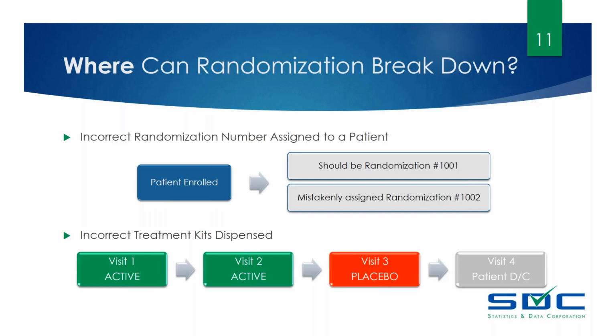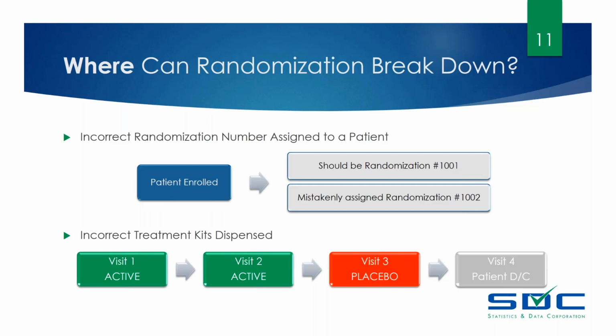Often this mistake is not discovered until the next patient is enrolled into the study. The site staff assigns the second patient randomization number 1002, but when they enter the clinical supplies room to retrieve the treatment number 1002, they discover that 1002 is missing and 1001 is still on the shelf.